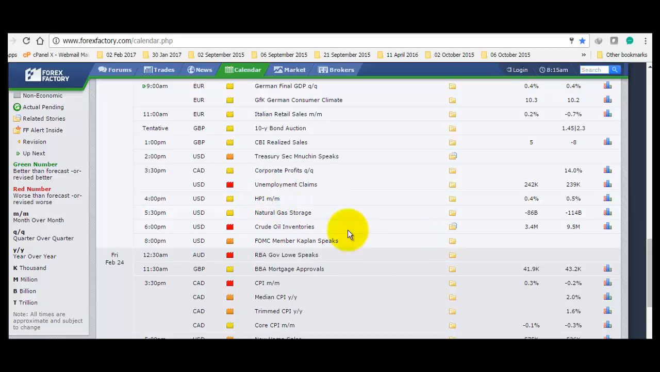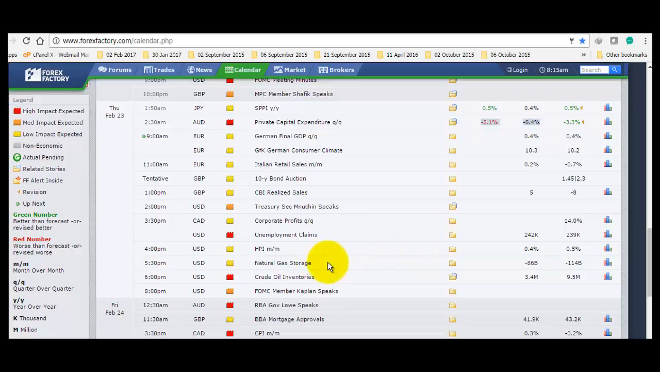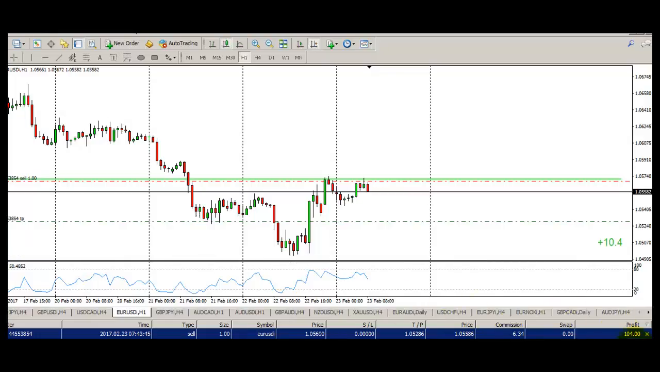At 6 o'clock is crude oil inventories, so that should probably give it some more strength, but we never know. We'll look forward to that today, guys, and I shall update you on my current trade, the Euro US dollar, which you can see is peaking already as we speak. I shall keep you updated and we'll chat later.